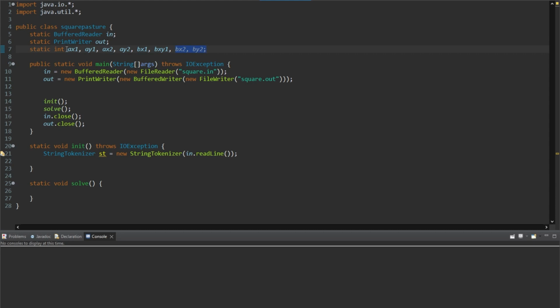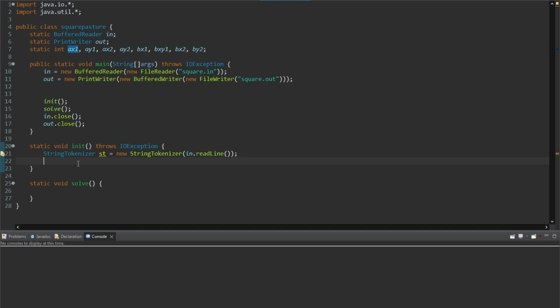You can tell that it's the first pasture by the A that comes before, and the second pasture by the B. And then after the X, the 1 means that it's the lower left, right? And then the 2 means that it's the upper right. So you guys get the idea. We have our standard in and out and init and solve here. We close those later. So the first thing that we want to do is set these up.